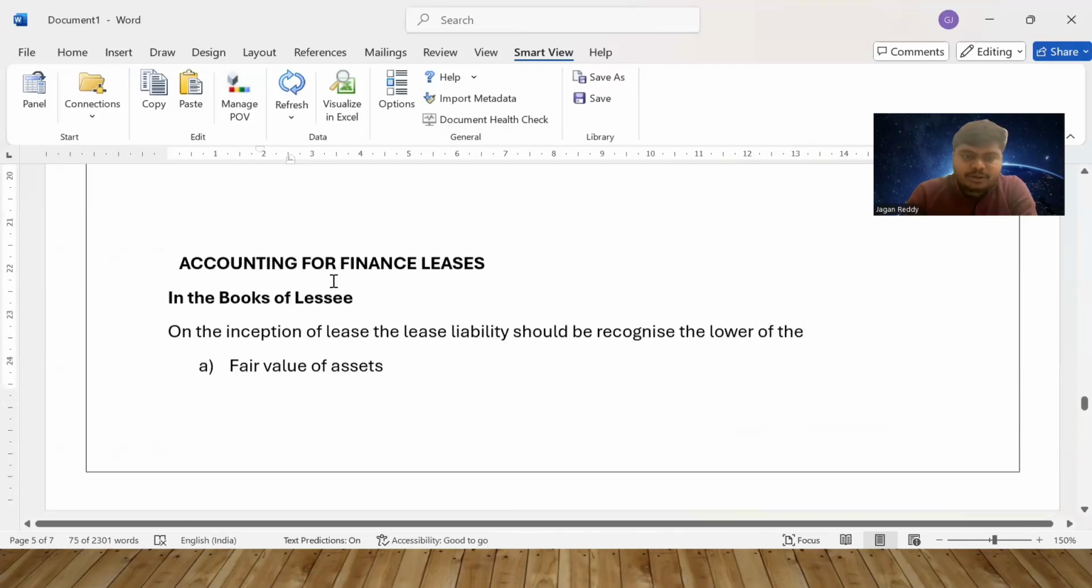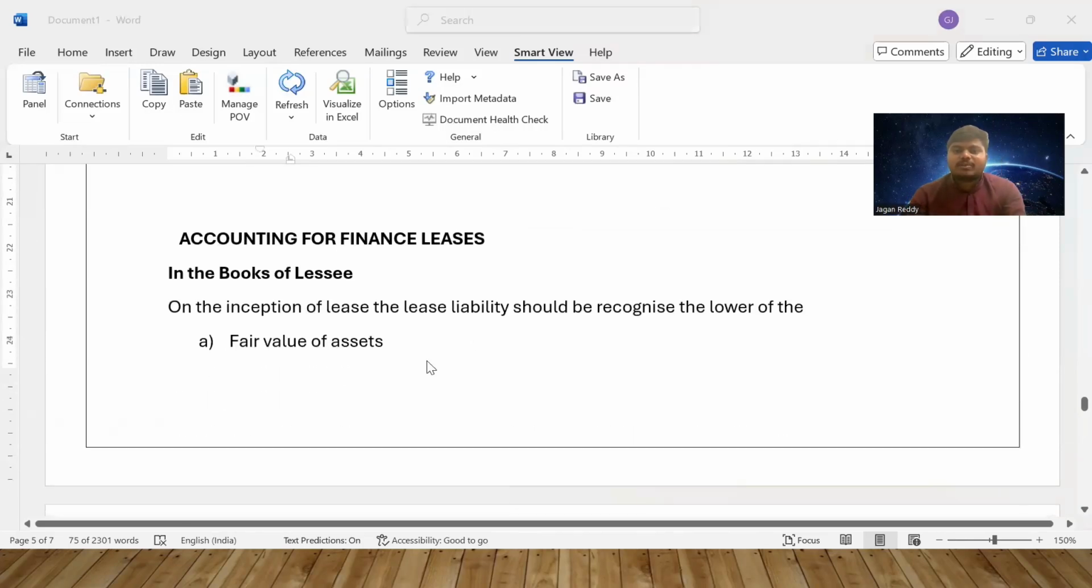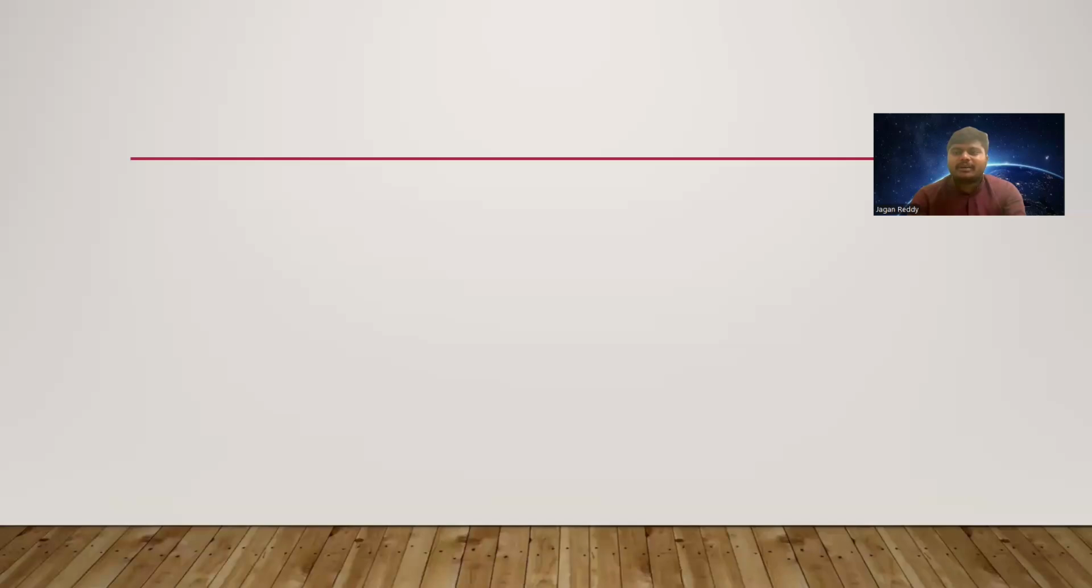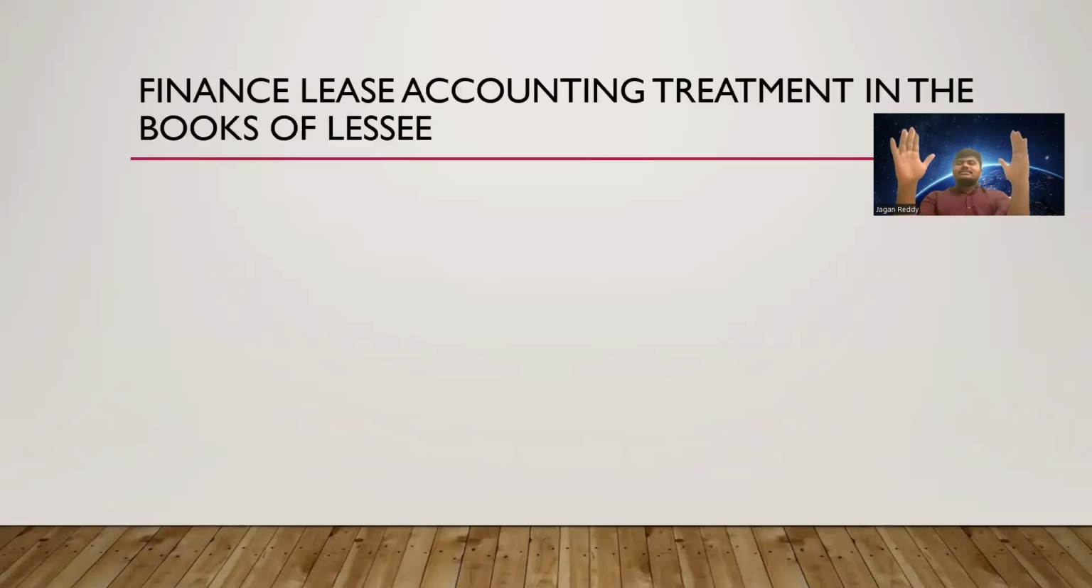Completed now. Now I am going to discuss accounting treatment. First, I will discuss finance lease accounting treatment in the books of lessee. Next, I will discuss accounting treatment in the books of lessor. Next, I will discuss operating lease in the books of lessee and in the books of lessor. Then the chapter is over. And a small topic is the sale and leaseback transaction. That is not much important.